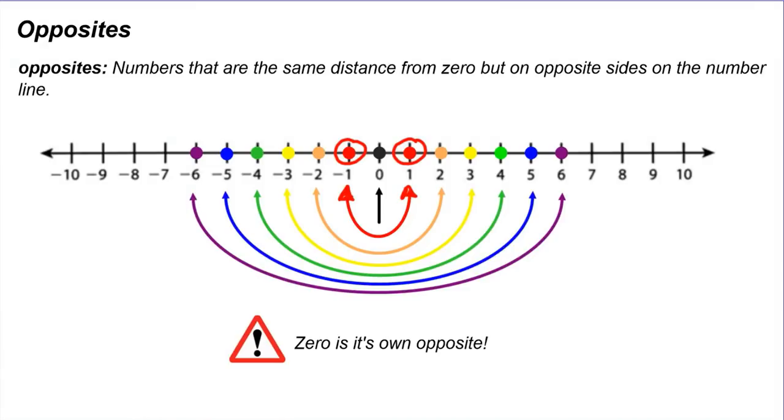Likewise, we have 2 and -2. These are opposites. They're the same distance from 0, but on opposite sides. 3 and -3 are opposites. 4 and -4 are opposites. 5 and -5 are opposites, 6 and -6 are opposites, so on and so forth. So we can continue on like that forever, identifying opposites. So pairs of opposites are the same distance from 0, but on opposite sides of the number line.